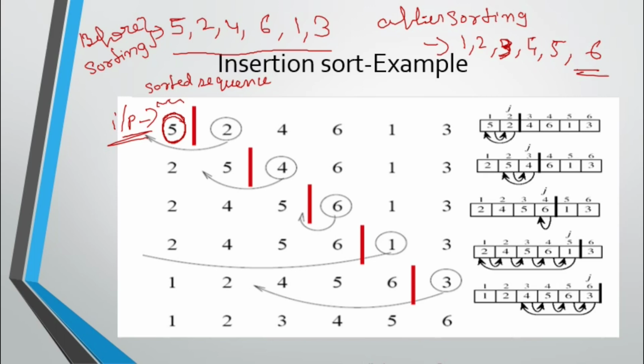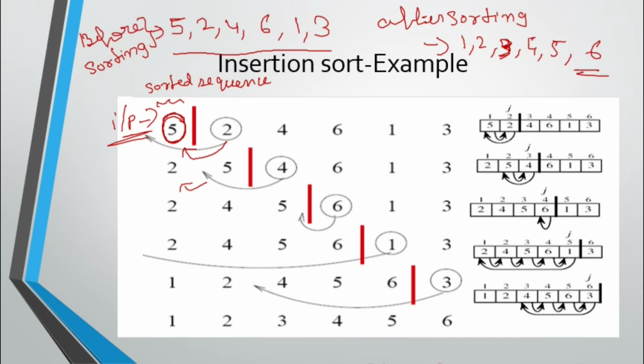Then you need to compare the second number, that is 2, with 5, and we observe that 2 is smaller than 5, so you need to move the 5 to the right and 2 to the left. Then you need to move your vertical bar to the right.